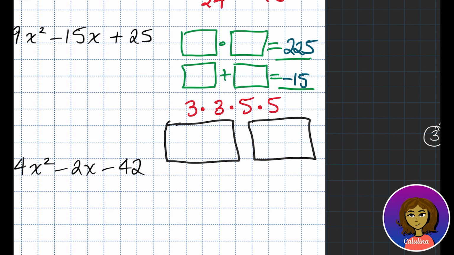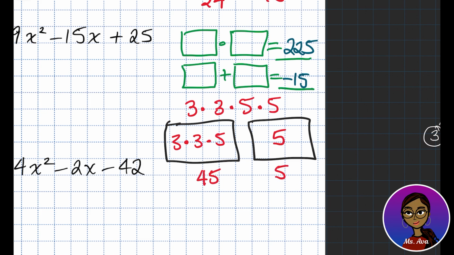We could do the 3 times 5, and then in the other one you could just do the 5. Okay, and then what will this give you? 3 times 3 is 9 times 5, that's going to be 45. Yes, 45 and 5. Is that going to work for the negative 15? No. Okay, so what else would you like to try?